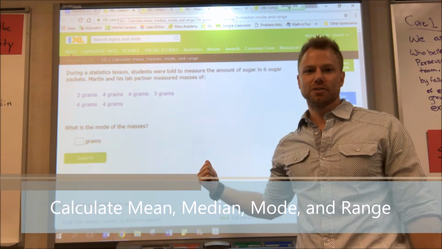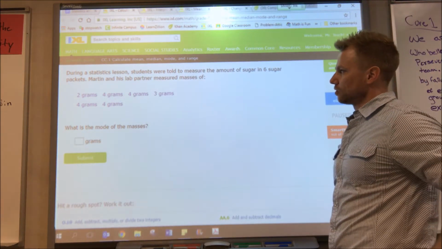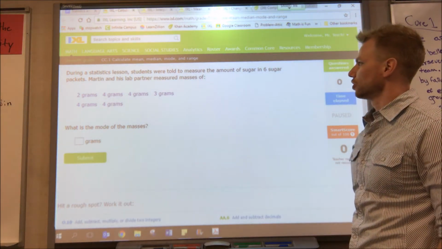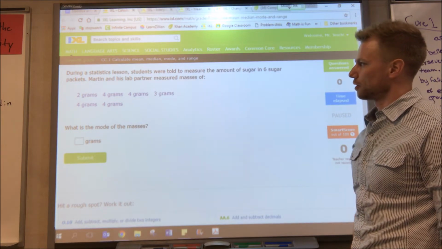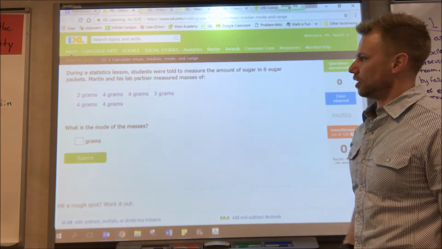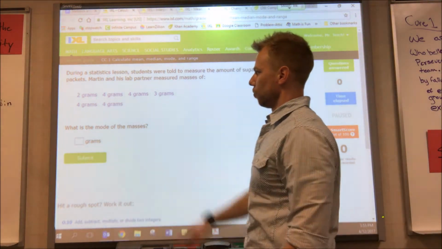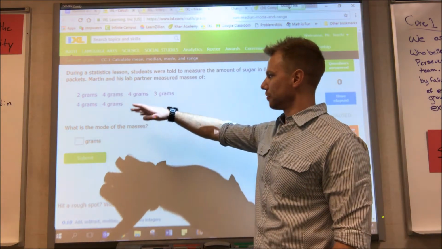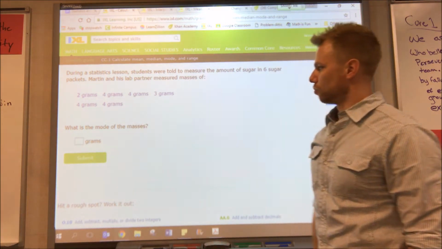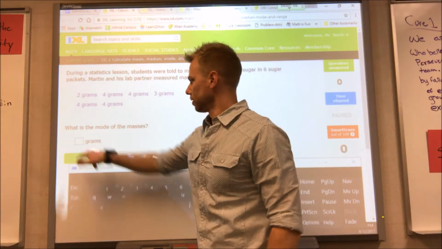We're on our first practice link for SP34, and it says during a statistics lesson, students were told to measure the amount of sugar in 6 sugar packets. Martin and his lab partner measured masses of 2, 4, 4, 3, 4, 4 grams. What is the mode of the masses? Remember, mode is the one that appears the most often. There's more 4s than any other number, so our mode would be 4.